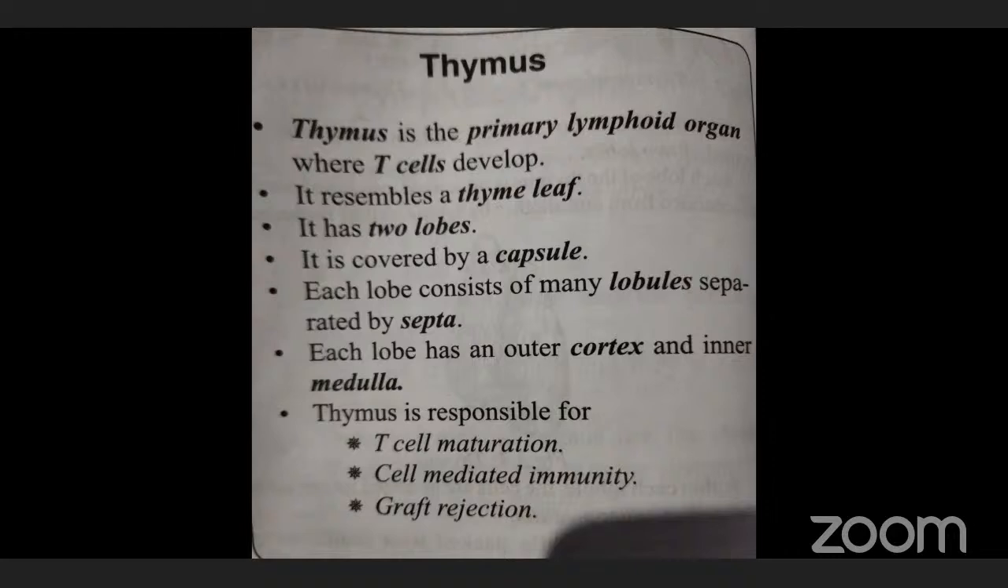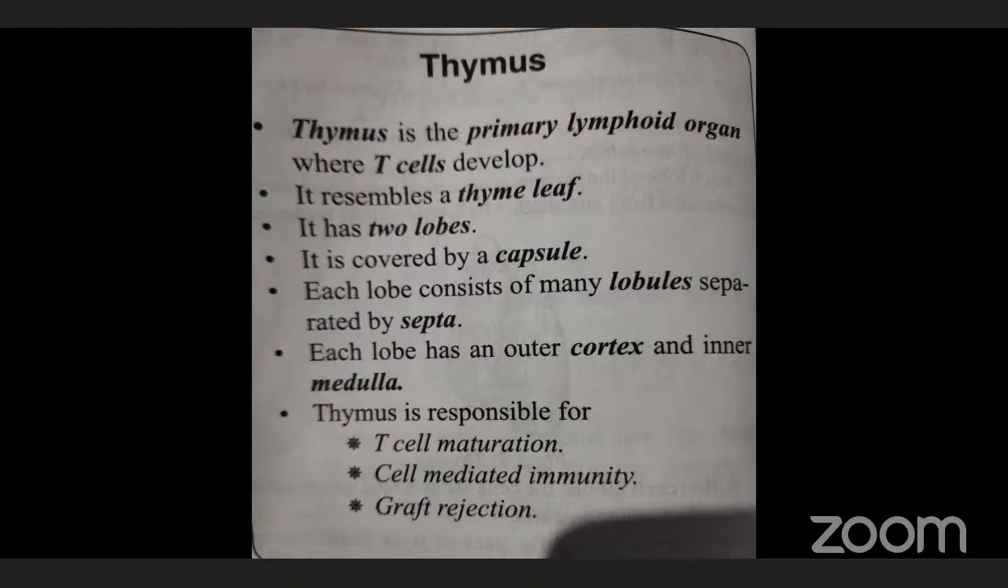We will discuss graft rejection in the transplantation section. Graft rejection means rejection that occurs at the time of organ transplantation. At that time we can give immunosuppressant treatment, and after that we can do the transplantation to avoid rejection. Clear? Those are the important things about the thymus.